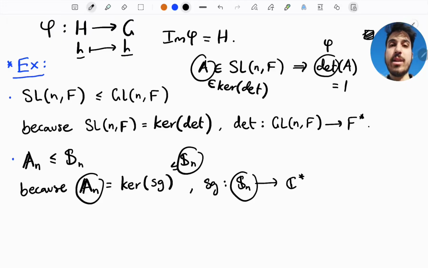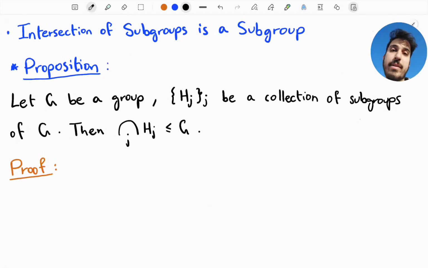So this is where it comes in handy. It's how to prove that certain groups are in fact subgroups of bigger groups using just the kernel of some homomorphism that starts at that ambient group. The last thing to cover in our lesson is that the intersection of subgroups is itself a subgroup, and this will be the proposition that I will prove now.